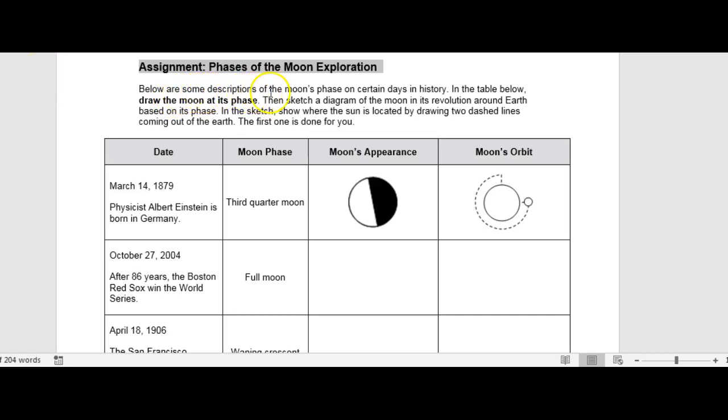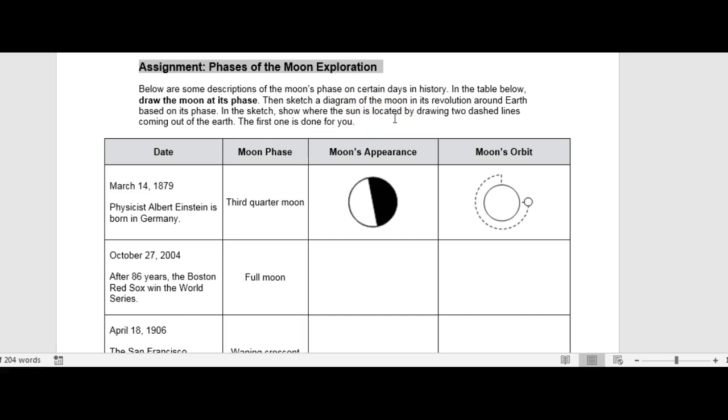Below are some descriptions of the moon's phases on certain days in history. And in the table below, you're going to draw the moon at its phase. Sketch a diagram of the moon and its revolution around the Earth based on that phase. And in the sketch, show where the sun is located by drawing 2 dashed lines coming out of the Earth.